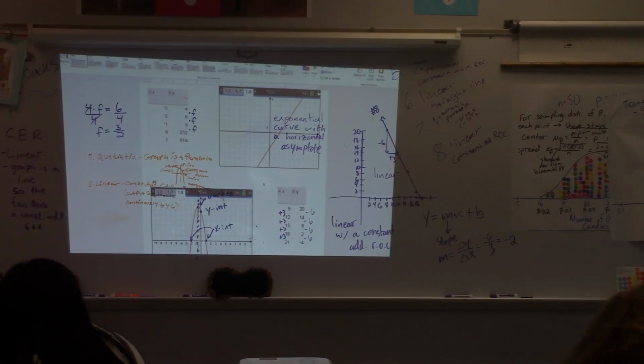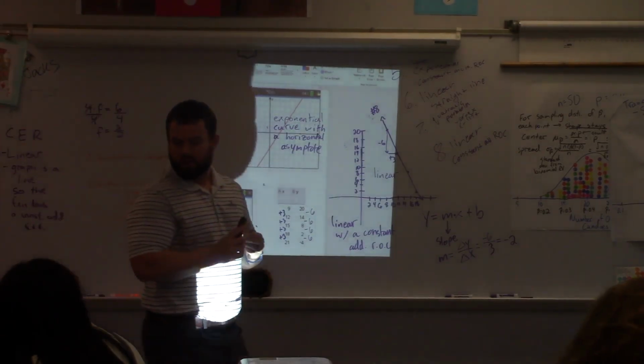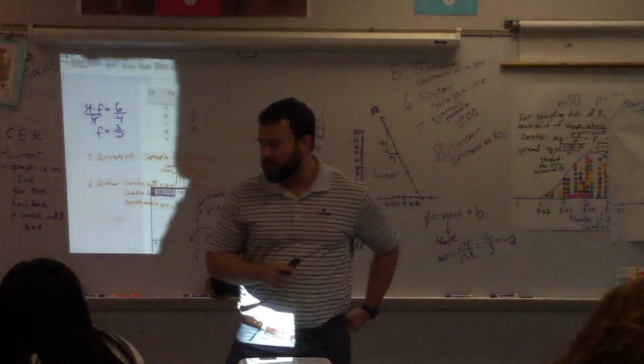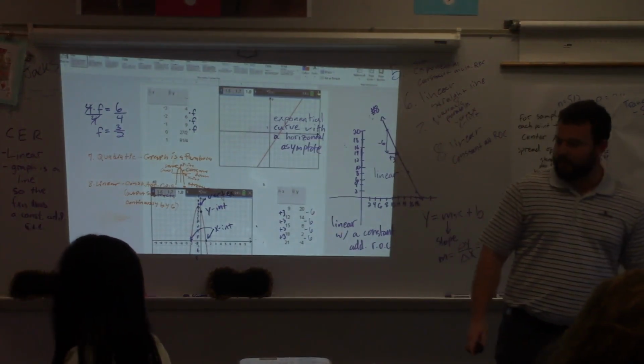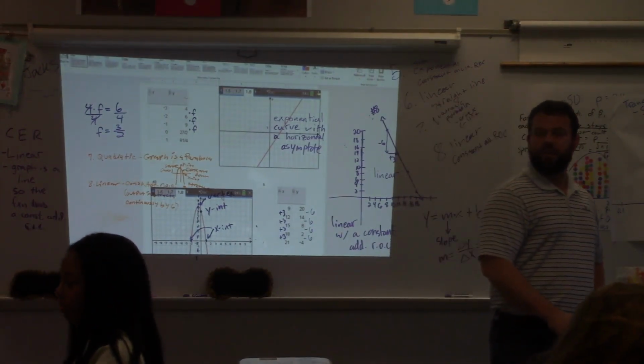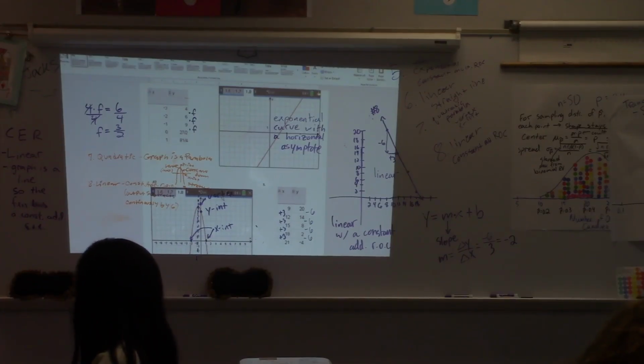Alright, so we should have our stuff updated through number 8. What I now want you to do is work on the next page, numbers 9 through 12. Let's take 5 minutes to identify the types of functions in 9 through 12.